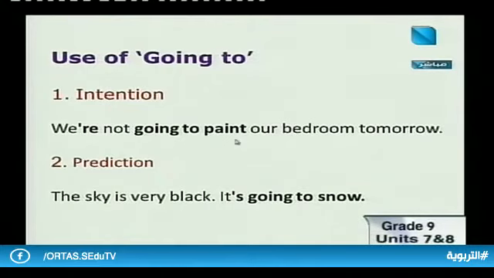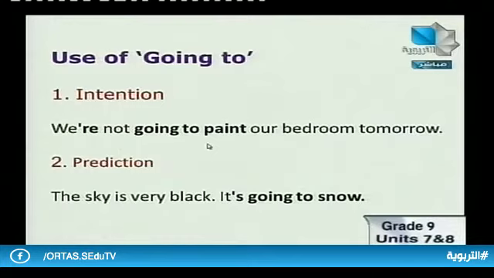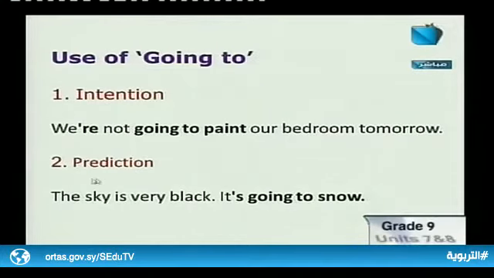The second use of going to is the prediction. When I predict something to happen. For example, the sky is very black. It's going to snow. In this sentence, we have a hint. When I say the sky is very black, there is a basis that I'm going to depend on in order to predict. It is not out of nothing. So there is a basis in order to predict something will happen.